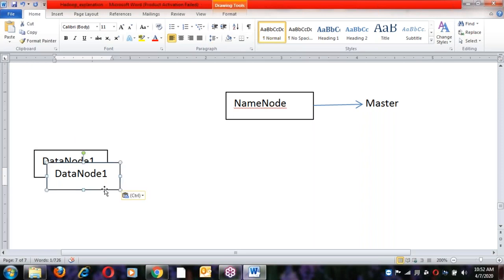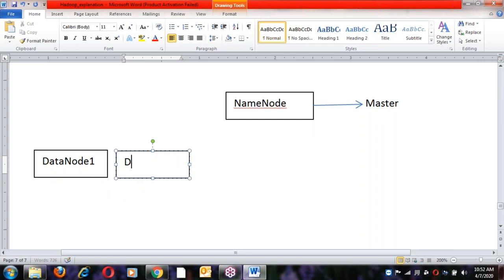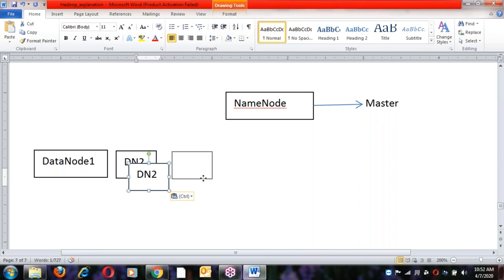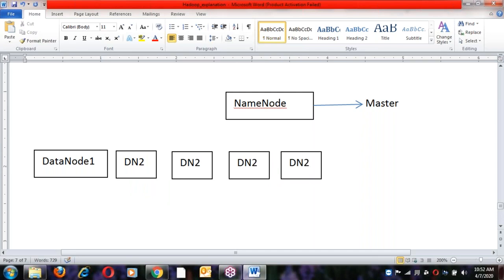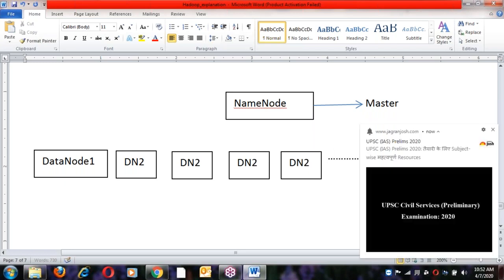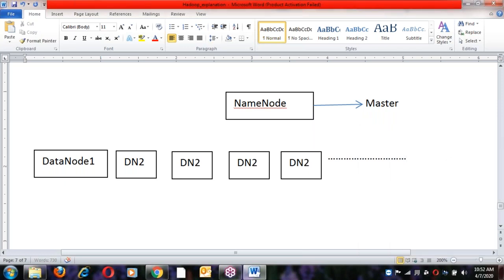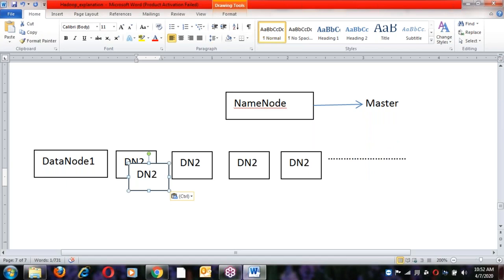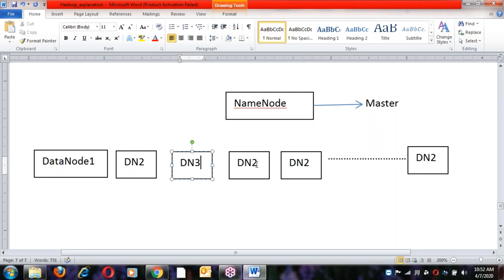So data node one, next data node two, data node three, data node four, data node five, data node six, like this, multiple data nodes, up to data node n, up to the number of nodes.